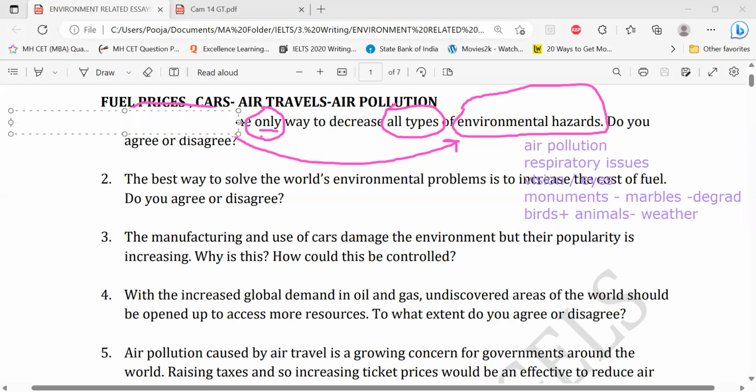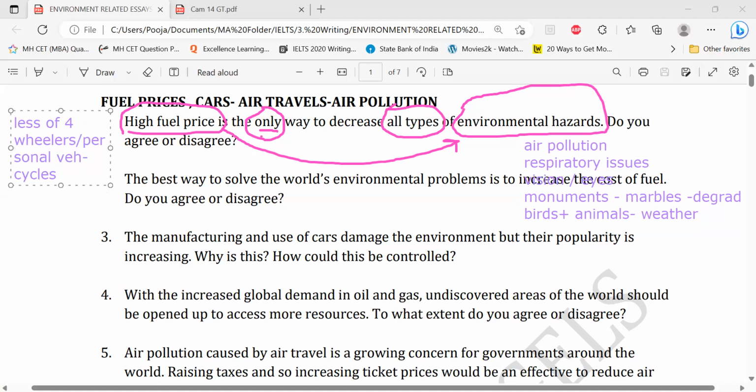Now, what is your assumption when you say high fuel prices are a solution? What would happen with high fuel prices? How can it solve this problem? People will start traveling by cycles, or they will go for cleaner fuel, or use fewer four-wheelers, fewer personal vehicles. Or they might resort to cycles, which was another point you made, something less polluting.